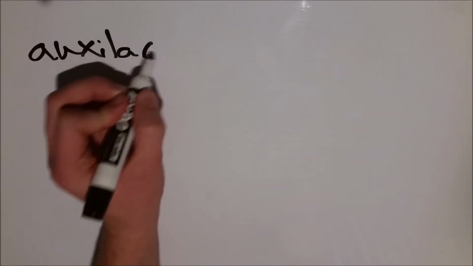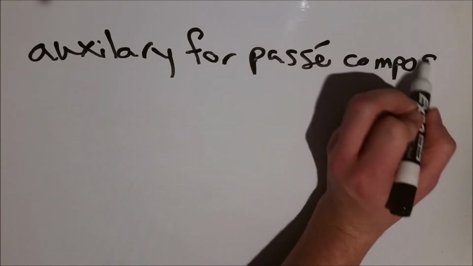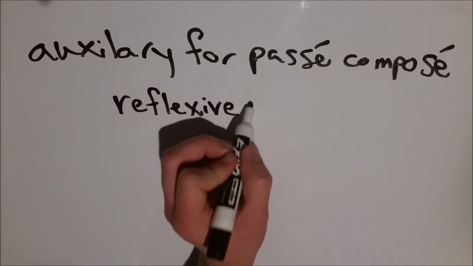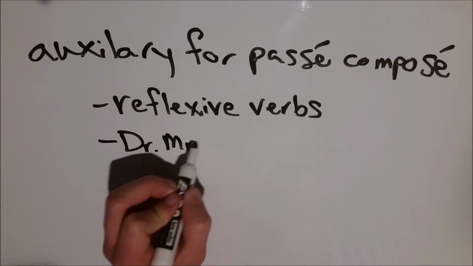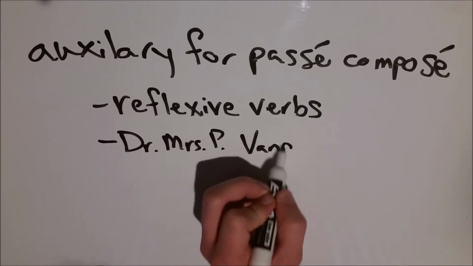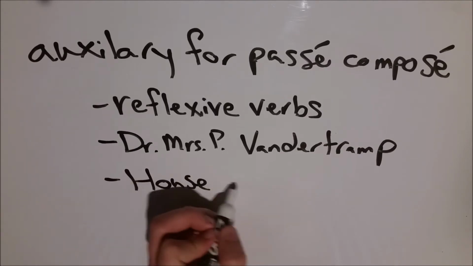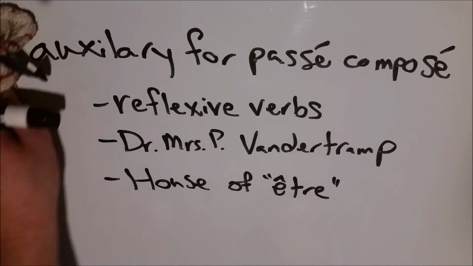One of the most tricky parts about être is its use as an auxiliary verb in past tenses. We want to use être as the auxiliary in two different cases. First, for reflexive verbs, and second, we want to use it for verbs that fall under Dr. and Mrs. P. Vandertramp. Another way of looking at this list is calling it the house of être. Now bear in mind, whenever être is the auxiliary verb, we want the past participle to agree with the subject.